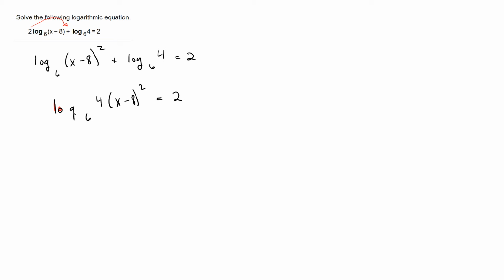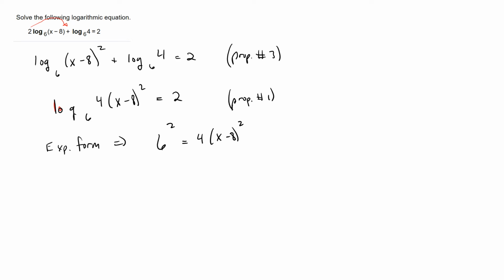Now that I've used the properties of logarithms to combine the two logs, and we have the equation down to where there's just one log, the next thing we do is put it in exponential form. So I used property number 3 at first, and then property number 1 to add the logs. Now we put it in exponential form, so we take the base of the log, that's 6, and it'll be 6 to the second power equals 4 times (x minus 8) squared.